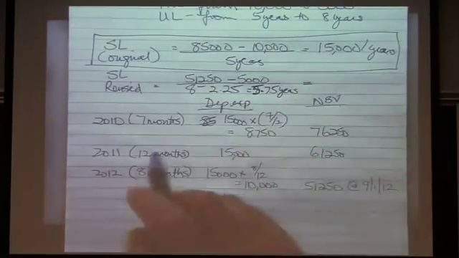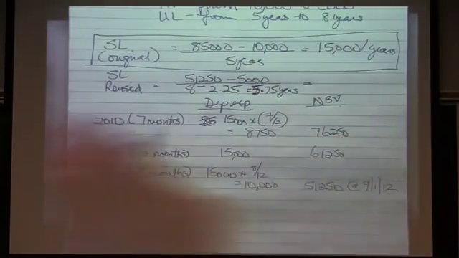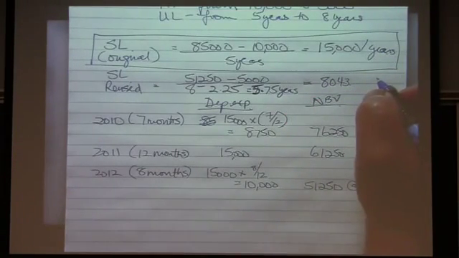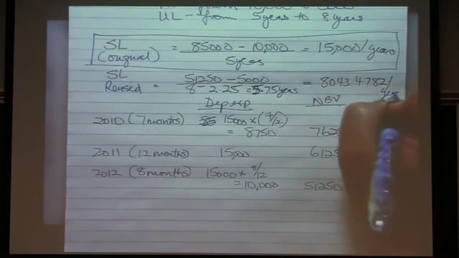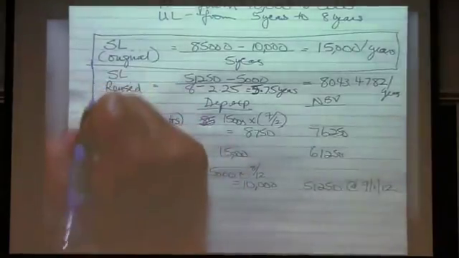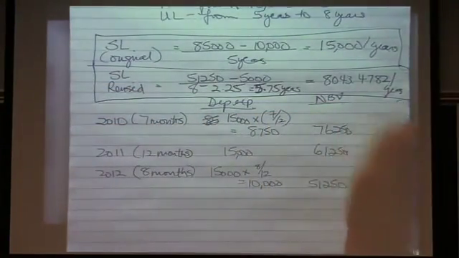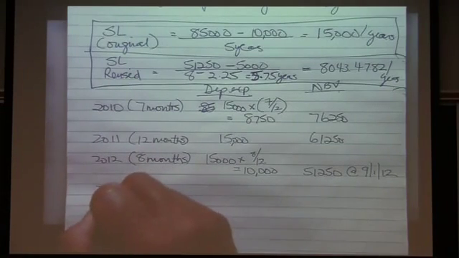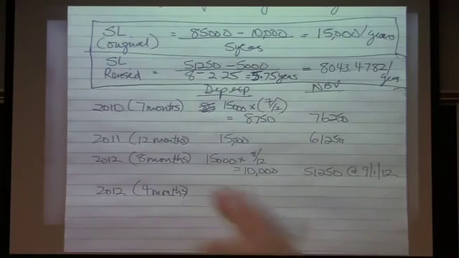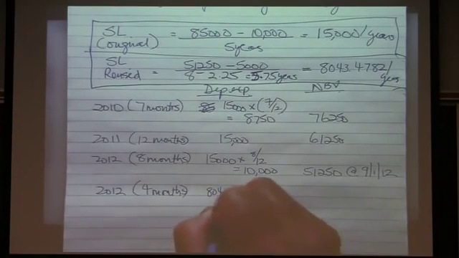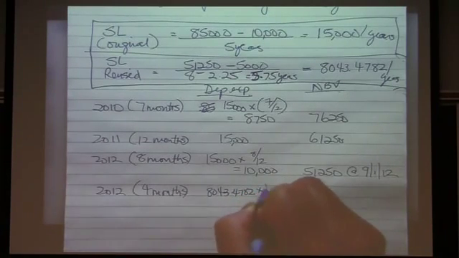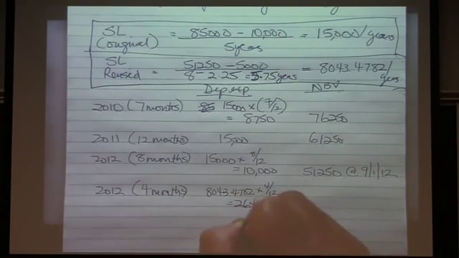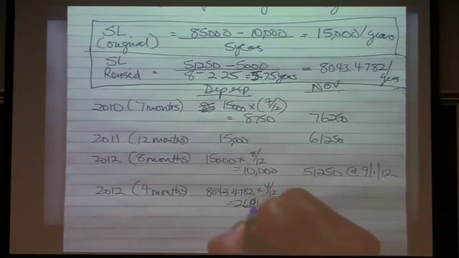Okay? And that gives us a revised amortization or depreciation expense of 8,043.4782 per year. Obviously, we're going to round that, right? So this is the revised depreciation expense, and we're going to use this number to calculate the remaining 4 months for 2012. So for the remaining 4 months after the date of change, we're going to take 8,043.4782 times 4 over 12, and that should give us 2,681.16.